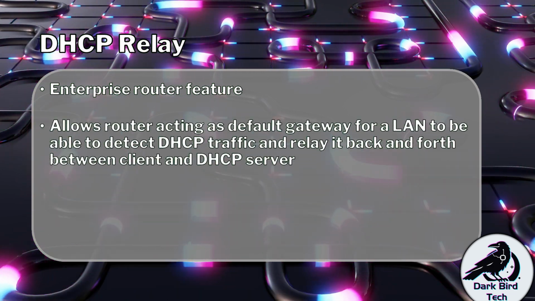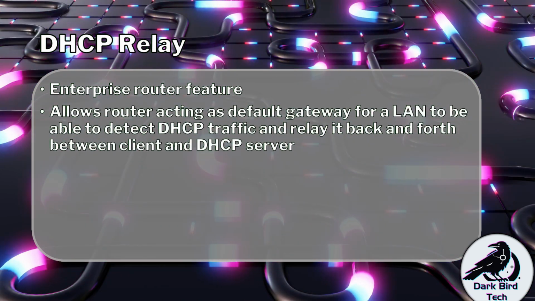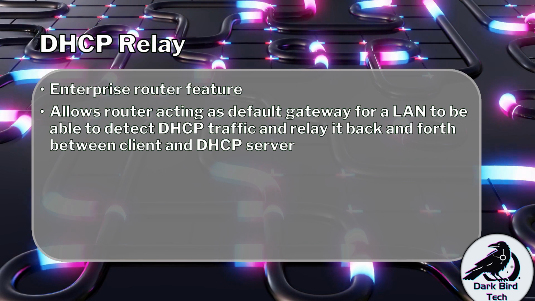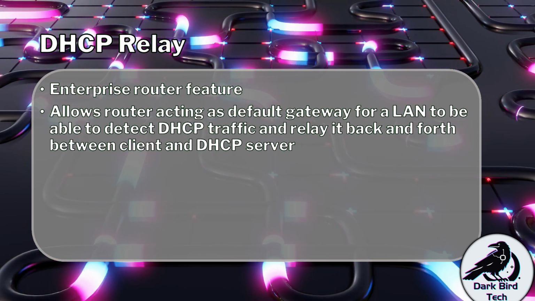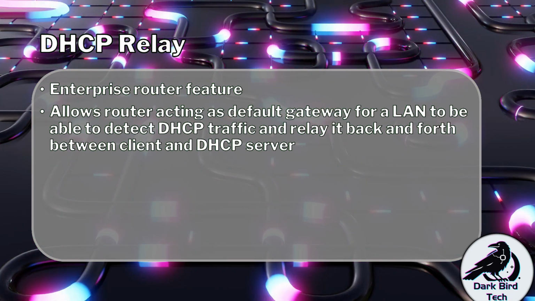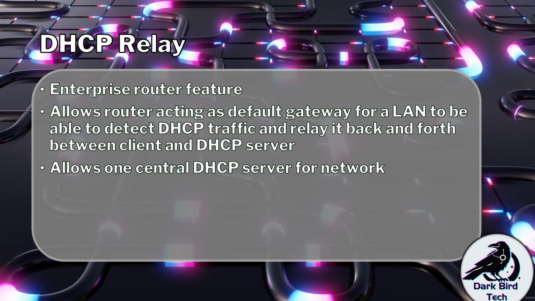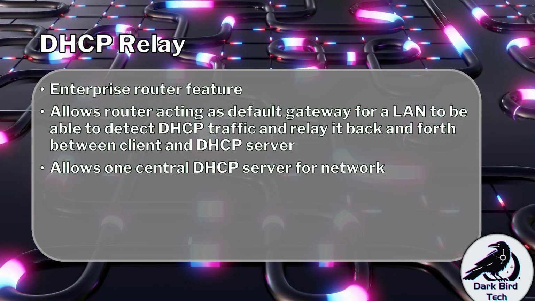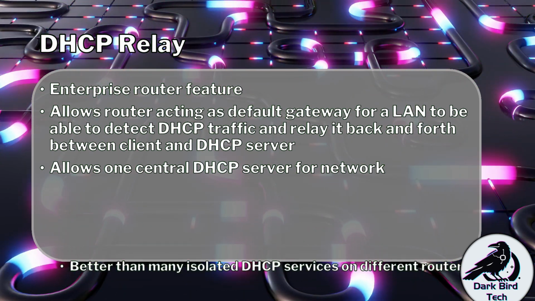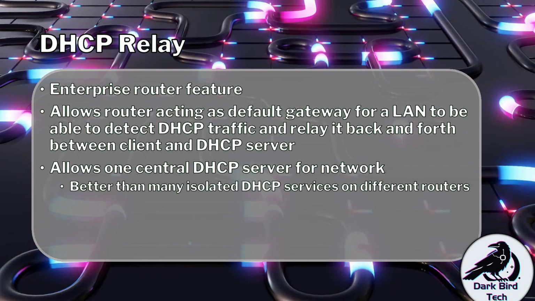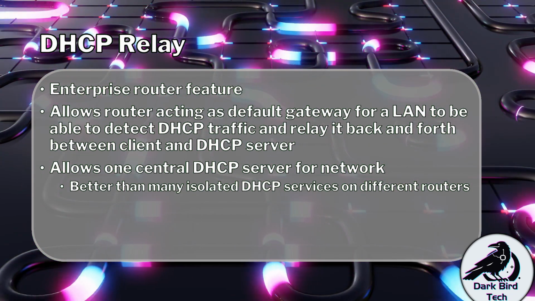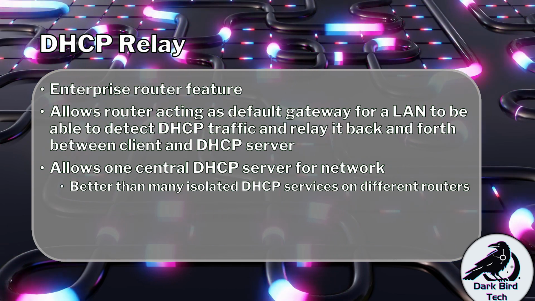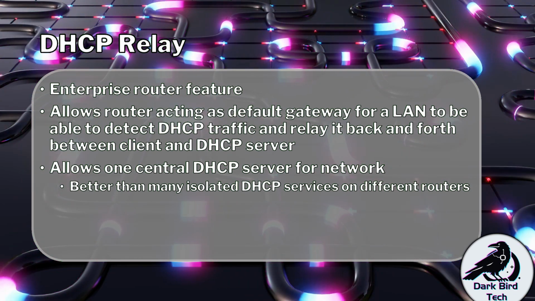And what this will do is it'll allow a router acting as a default gateway for a LAN to be able to see DHCP traffic and relay it back and forth between the client and the server. And this can allow an organization to have one central DHCP server for the whole network, which is a lot better than letting multiple routers be DHCP servers for their respective LAN segments, because it makes life a little bit easier to manage. You have one central server rather than many little ones all over the show.